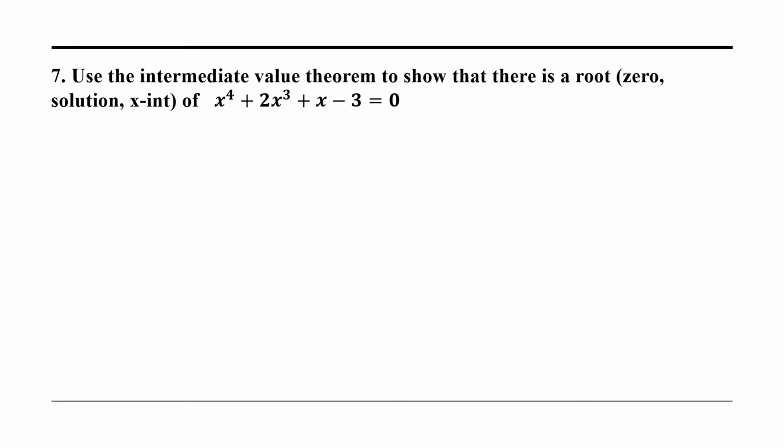Use the intermediate value theorem to show that there is a root, or a zero, a solution, an x-intercept of x to the fourth power plus 2x cubed plus x minus 3 equals 0. If we're using the intermediate value theorem to show something, the first thing we need to do is state the intermediate value theorem.